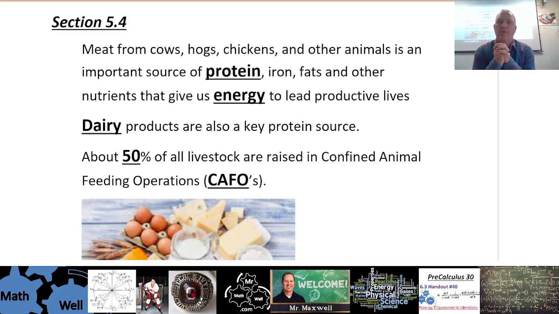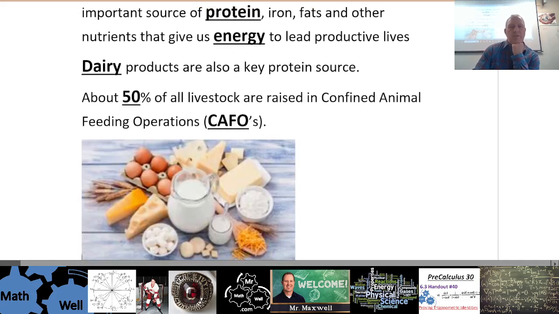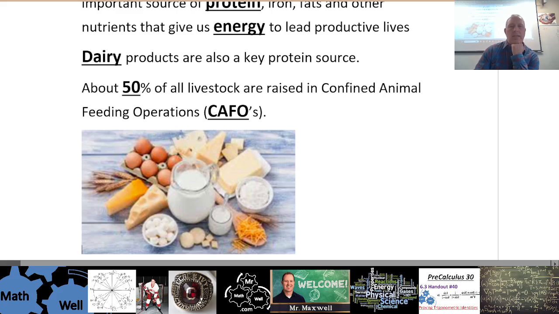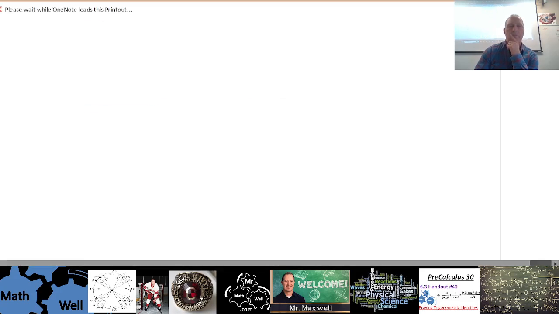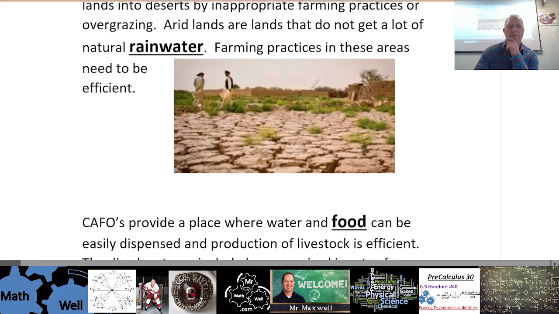Meat from cows, hogs, chickens, and other animals is an important source of protein, iron, fats, and other nutrients that give us energy to lead productive lives. Dairy products are also a key source of protein. About 50% of all livestock are raised in confined animal feeding operations, CAFOs. Confined animal feeding operations.